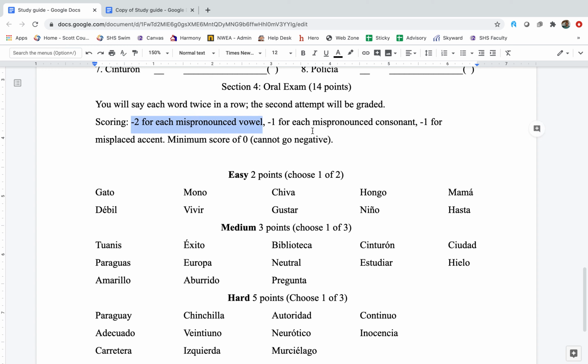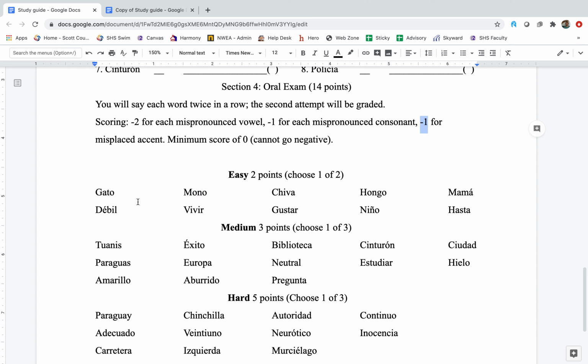If you mispronounce a consonant sound, that would be like saying hato instead of gato. That would be minus 1 point. So if you said hato, you would get 1 point on this word instead of 2. If you said mono, that would be missing a vowel sound, so you would get 0 points out of the 2.